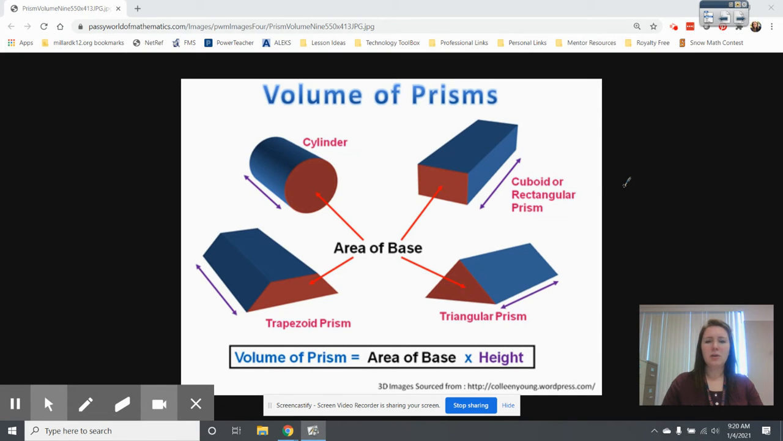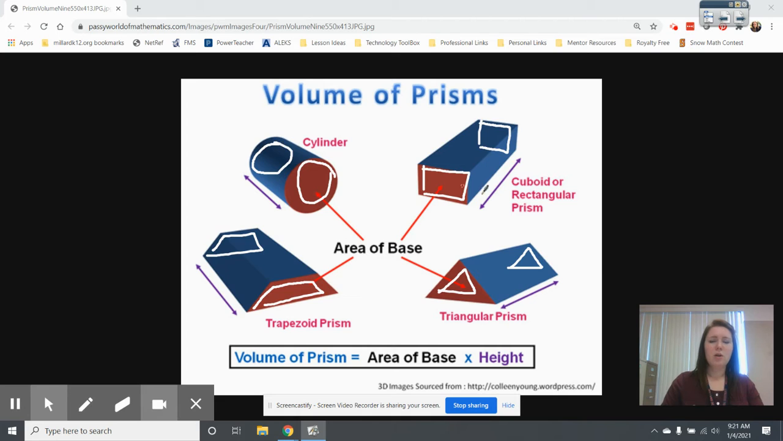When we say area of the base, we're talking about the two parallel sides. In this case, our two parallel sides are the rectangle. Or here, our two parallel sides are the trapezoid. Or here, our two parallel sides are the triangle. And here, our two parallel sides are the circles. So the two parallel sides, that is the base.